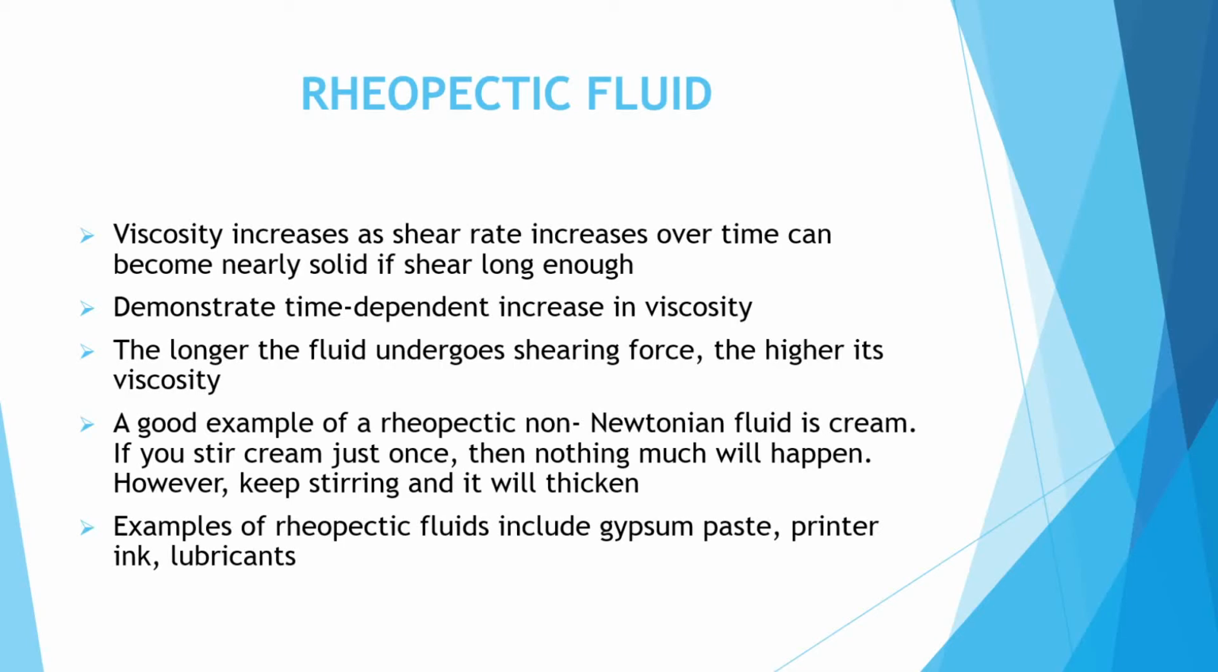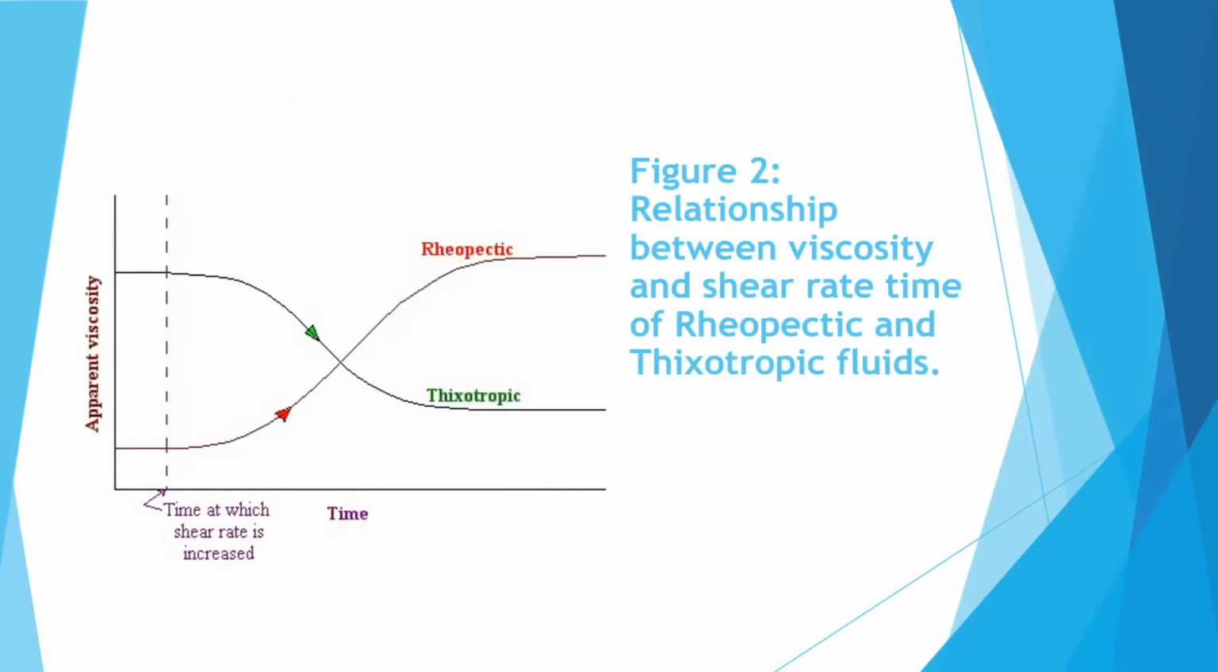A good example of a rheopectic non-Newtonian fluid is cream. If you stir cream just once, then nothing much will happen. However, keep stirring and it will thicken. Some examples of rheopectic fluid include gypsum paste, printer ink, lubricant, etc.